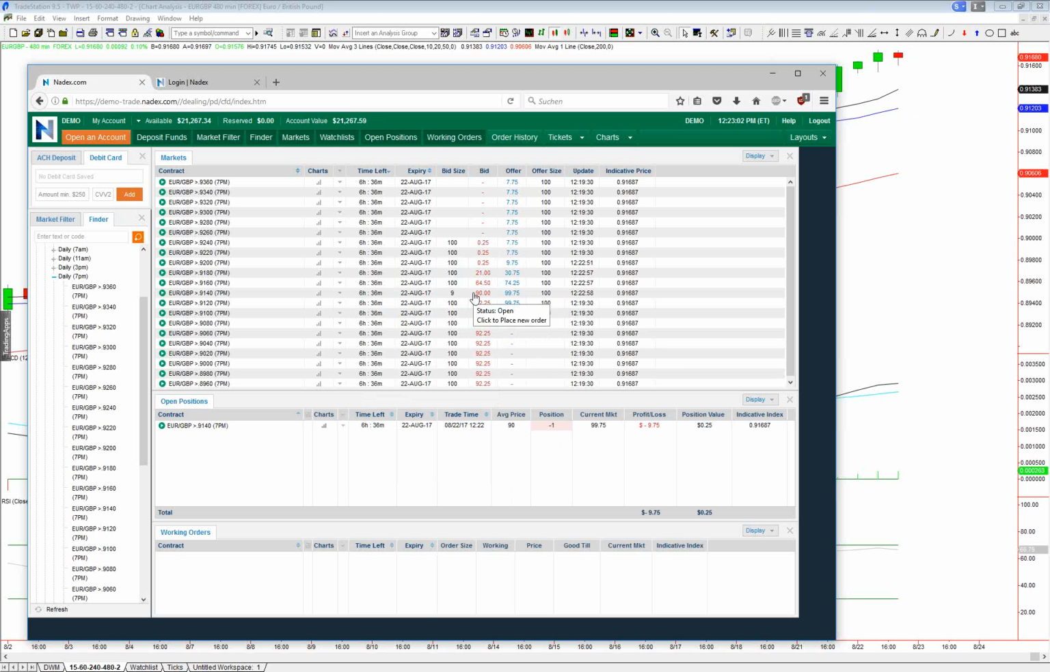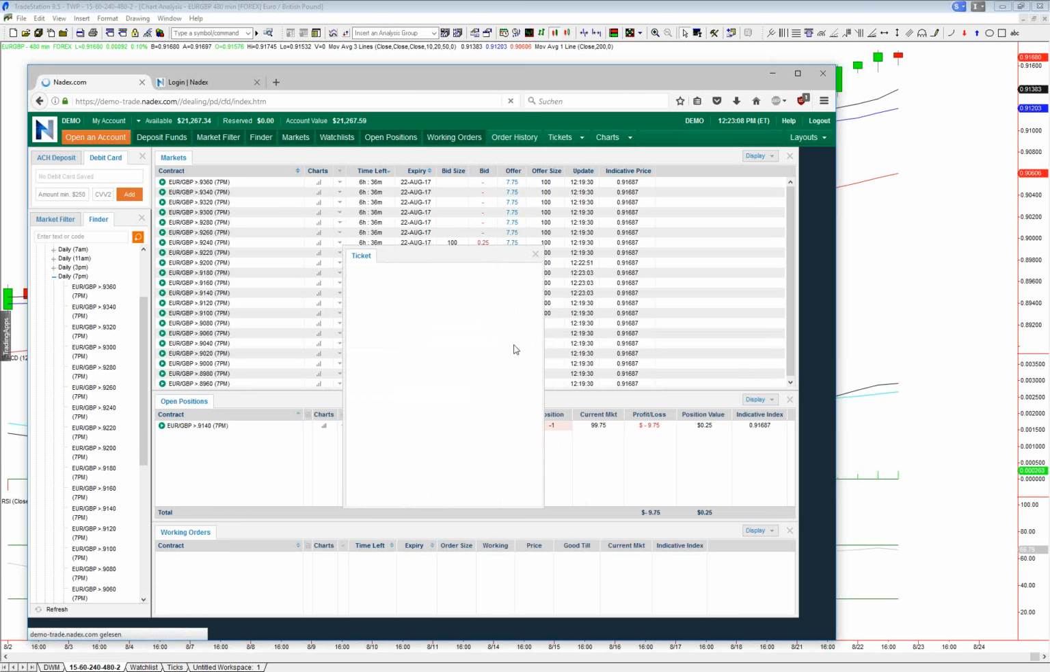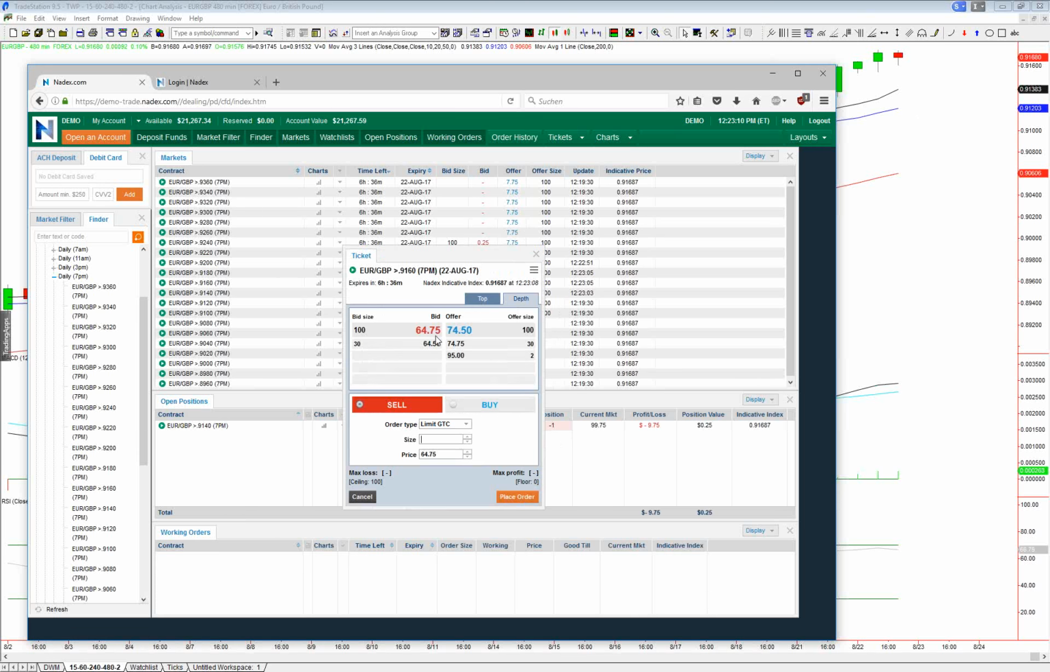If it's trading at the money, this means the price should be pretty close to 50. So if we're looking at this contract, for example, we can see 64.75 to 74.50. So the mid price would be roughly a 70% probability that this contract will be in the money.